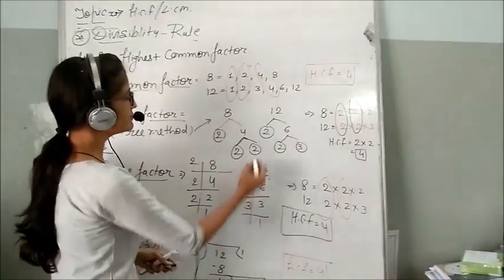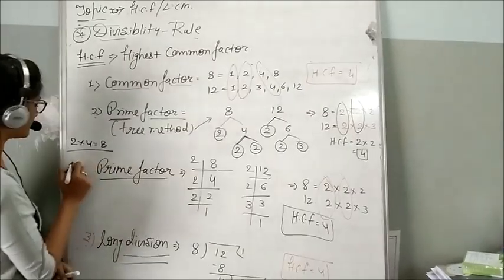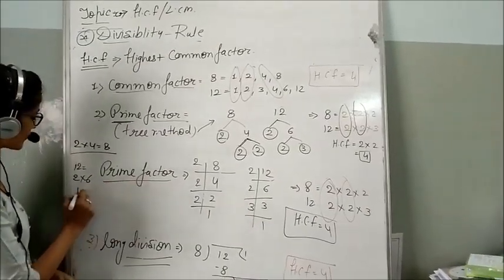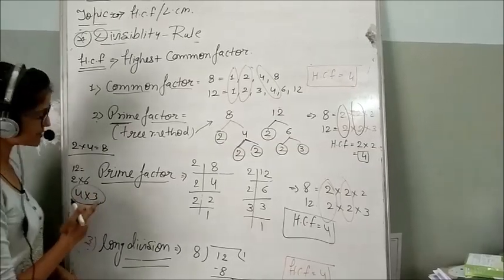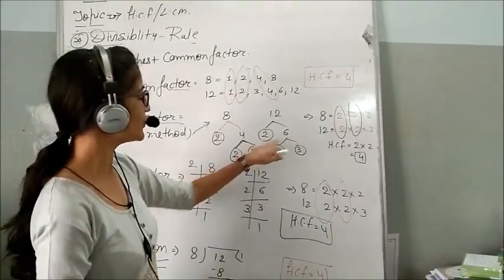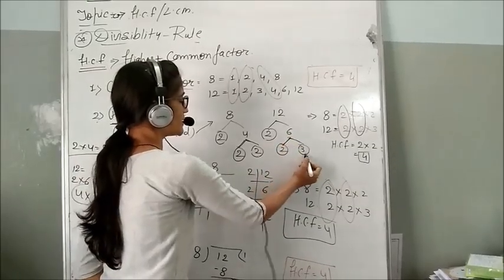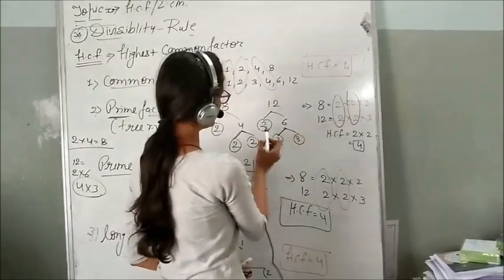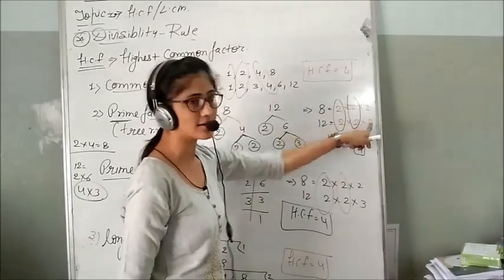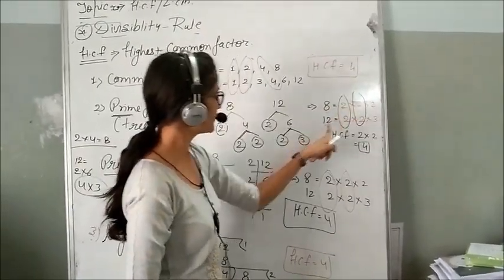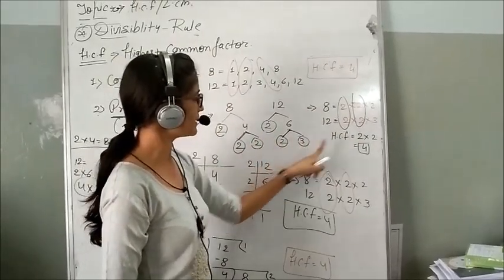Now 12 similarly. 12 is 2 into 6. Some students say, ma'am, here 4 into 3 is also right. Yes, both are right factors. 2 and 6 I just take, and 6 is also divisible by 2 and 3. Now for 12 we write the circled numbers 2, 2, 3. So 8 is 2 into 2 into 2, and 12 is 2 multiply 2 multiply 3.